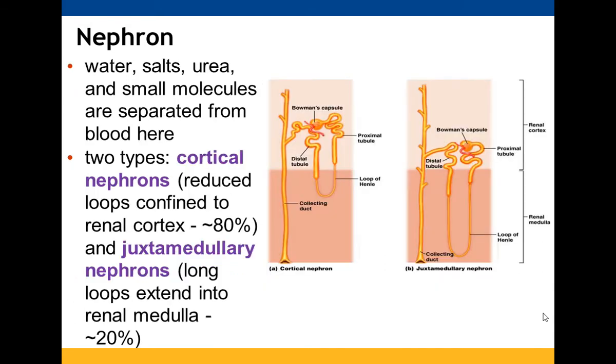Okay, so there are two main types of nephrons, and this is again where we separate all of those metabolites and the ions and water and other small molecules from our blood. We have cortical nephrons and we have juxtamedullary nephrons. The cortical nephrons make up the vast majority of the nephrons we find in our kidneys. The biggest difference between them, if you notice, is that the juxtamedullary nephrons have much longer loops of Henle, and so they are able to go further into the renal medulla.